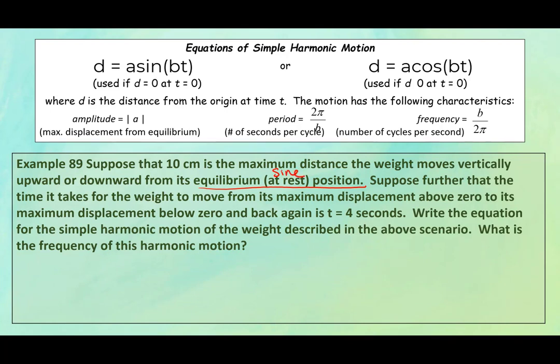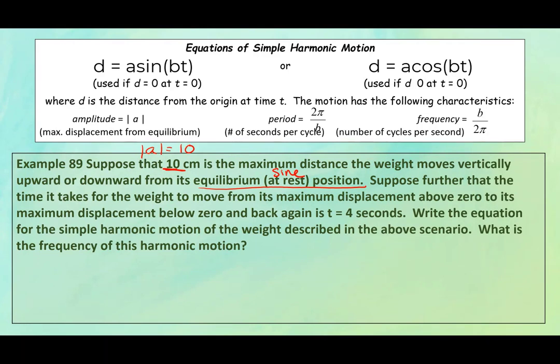The other thing is we know that 10 centimeters is the maximum distance between the weight moving up vertically or down from this equilibrium or midline, as we've been calling it in other functions. So we know that 10 centimeters is the absolute value of A. So we can even say that A is equal to 10. Okay, so we figured out a whole bunch just from this first sentence.